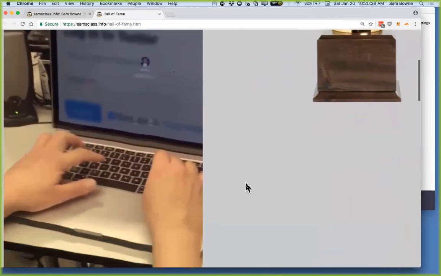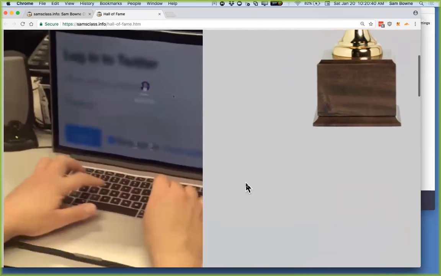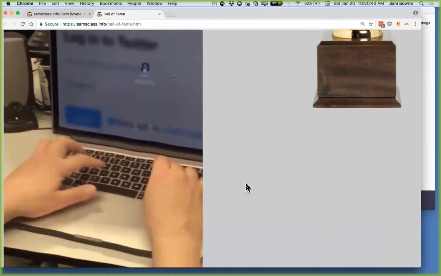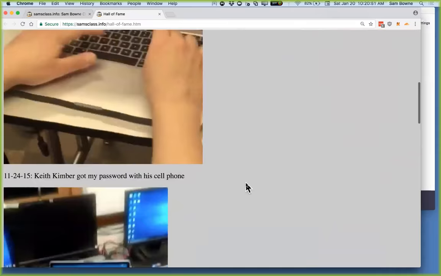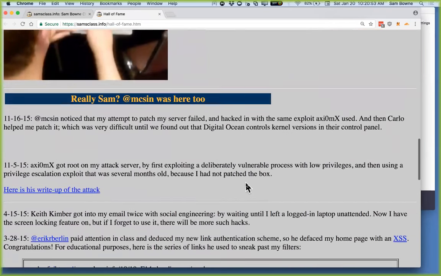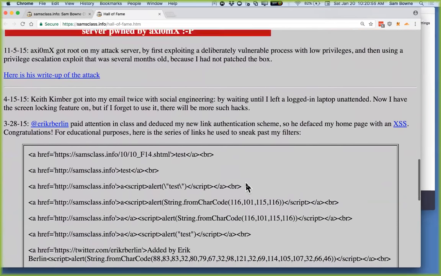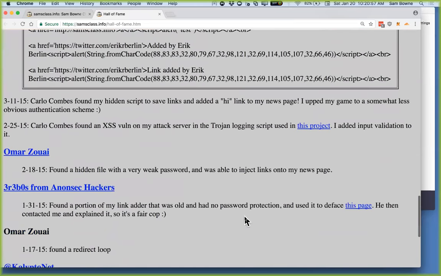Charles McCarty got my password in a very good way here. He snuck up behind me in the lab and recorded me with his phone typing my password in. That's another kind of social engineering, very difficult to prevent. Very effective. I think Keith Kimber did it too. There's their notes of hacking me. A bunch of other people hacked me.